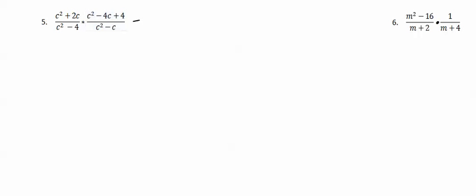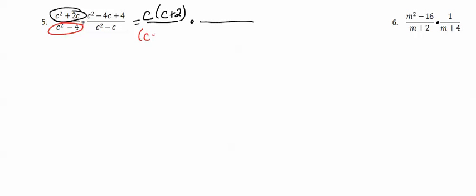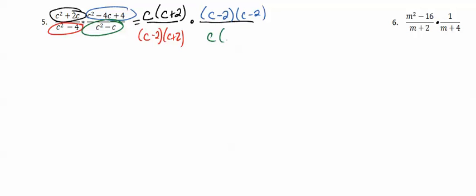So what you want to do is, again, use your factoring properties and try to simplify. In the first numerator, I can take out a c, so I'm going to get c plus 2. In the denominator is a difference of squares problem. I'll get c minus 2, c plus 2. And over here, the second numerator factors to c minus 2, c minus 2. And then finally, down in the second denominator, we can take out another c.